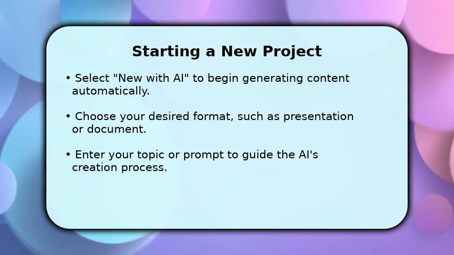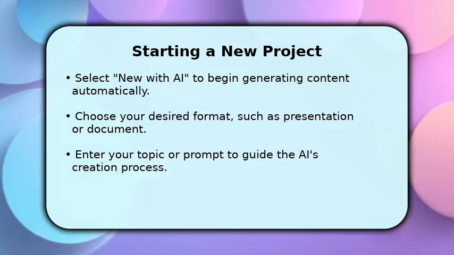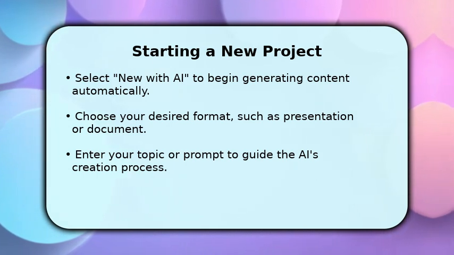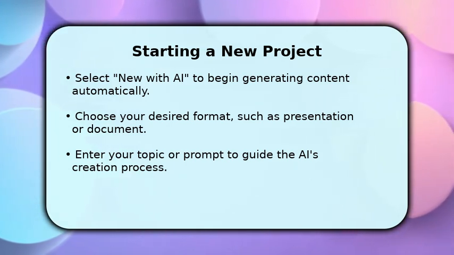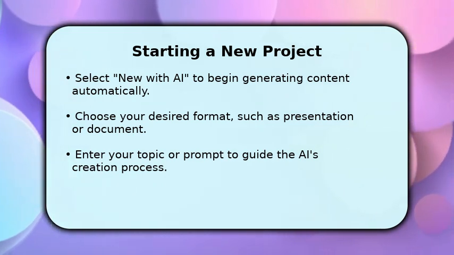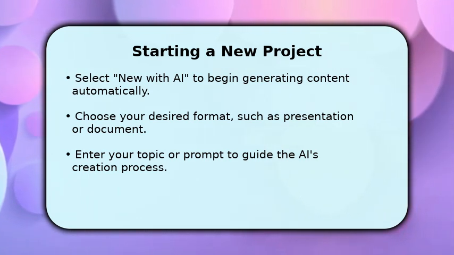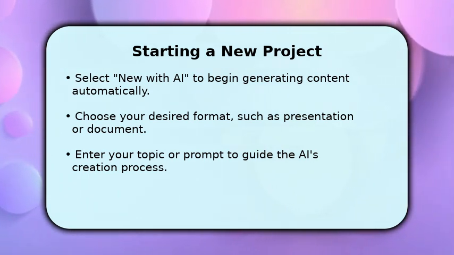To start your first project, click on the New with AI button. This will prompt you to select the type of content you wish to create, like a presentation or a document. Next, simply type in your topic or a detailed prompt, providing the AI with clear instructions. For example, you could type marketing strategy for a new coffee shop. The AI will then generate an initial outline and draft content, giving you a solid foundation to build upon.